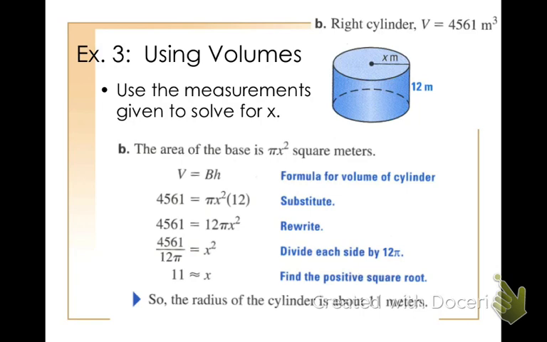We would have to divide both sides by 12 pi in this case to get x squared by itself. And at this point, you could go ahead and multiply 3.14 times 12, divide 4,561 by that amount. Then you have to take the square root, the positive square root of that, to get approximately 11. It would round to the whole number. It would be approximately 11 that the radius would be. So I want you to work through this problem, doing the calculations to make sure that you understand how to get that answer.